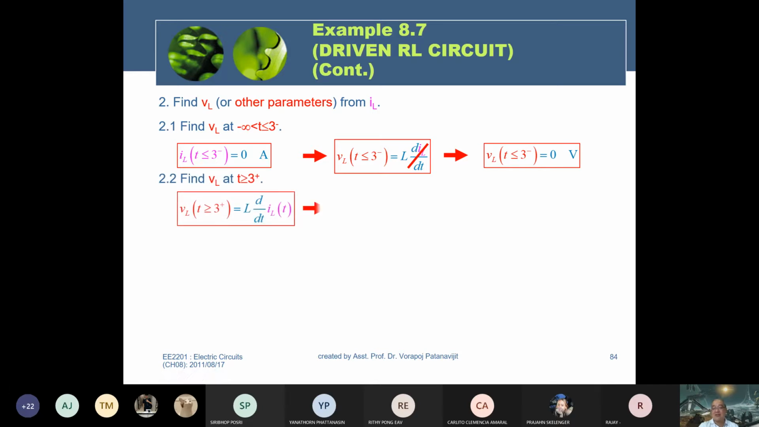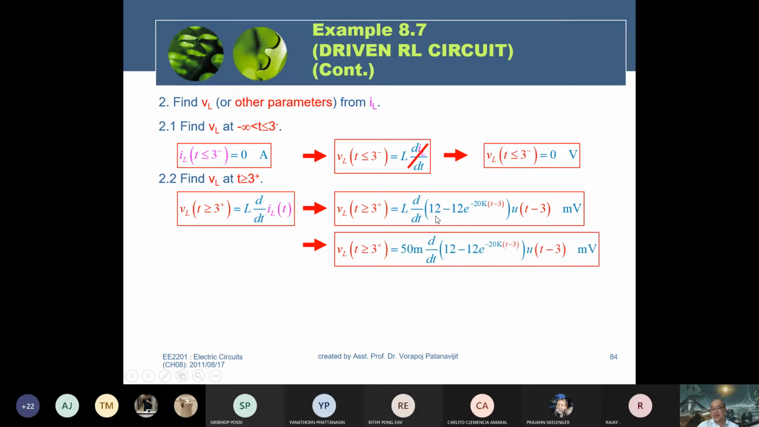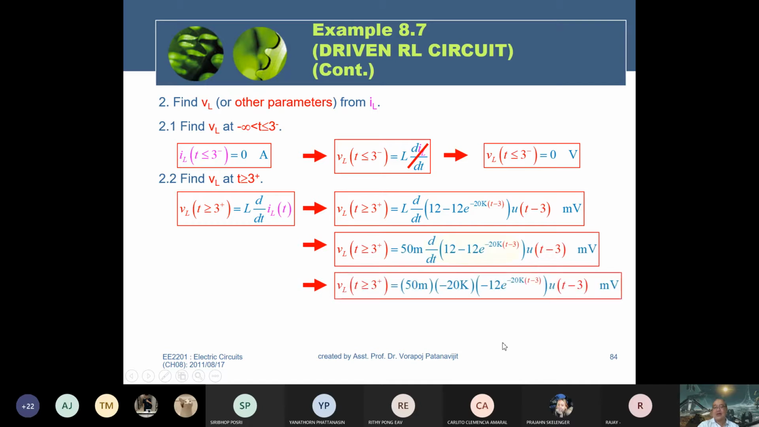But for VL after the switch is activated, VL equals L di/dt. The inductor current equals 12 minus 12 e to the power of minus 20k (t minus 3). Take the derivative: the first term is constant, giving 0. Take the derivative of the second term: e to the power of minus at gives minus a e to the power of minus at, but the minus and the minus cancel out. Here you get the general solution for the inductor voltage.